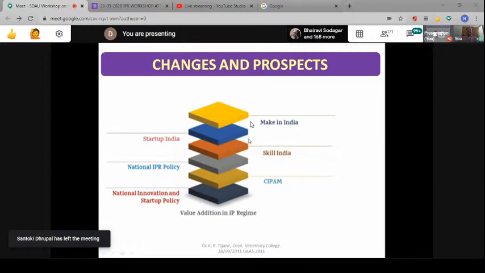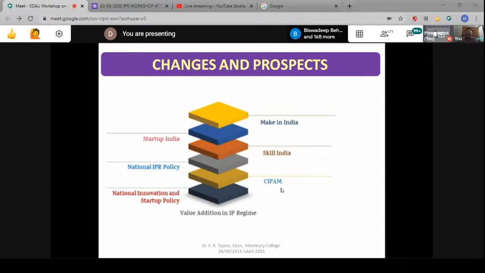So, the changes and prospects. Now let's try to summarize what we have changed and what impact we are now seeing from those changes. We have started the National IPR Policy, then the National Innovation and Startup Policy, the Startup India, the Make in India, Skill India and CPM. This is the change in intellectual property rights and its management at the national level.